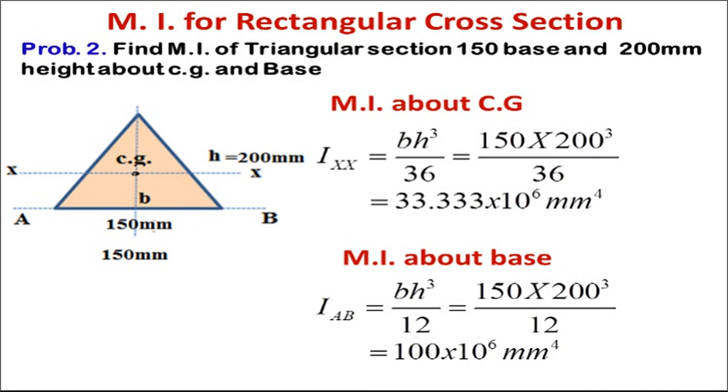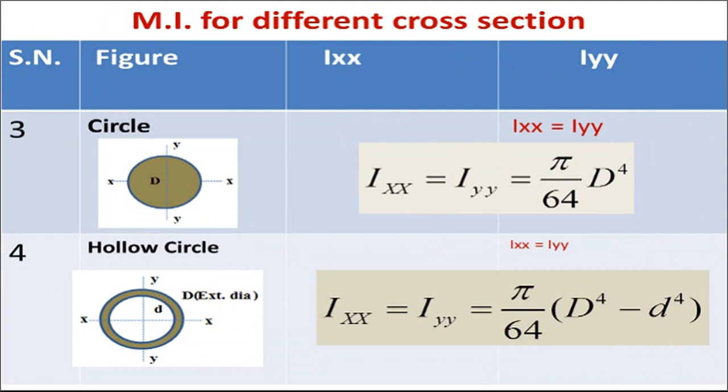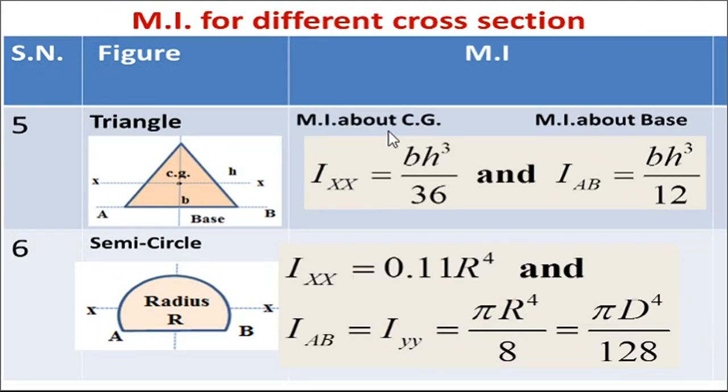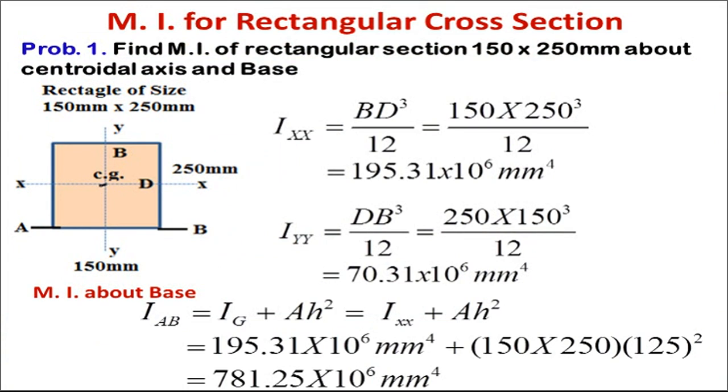This is already written in the table, in the equation. You can see that for the triangle we have written MI about CG BH cube by 36, MI about base BH cube by 12. So you can directly use the formula.